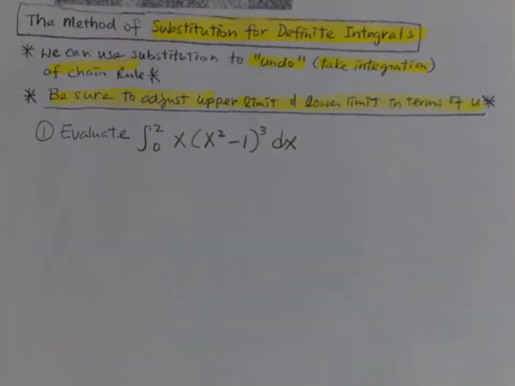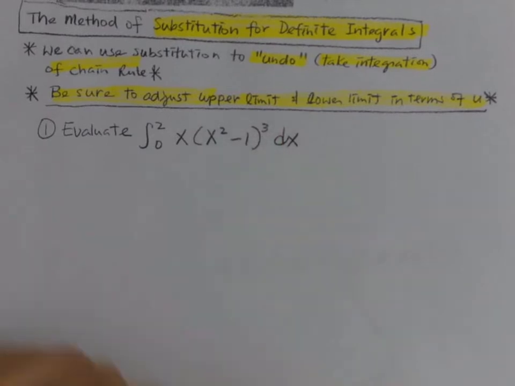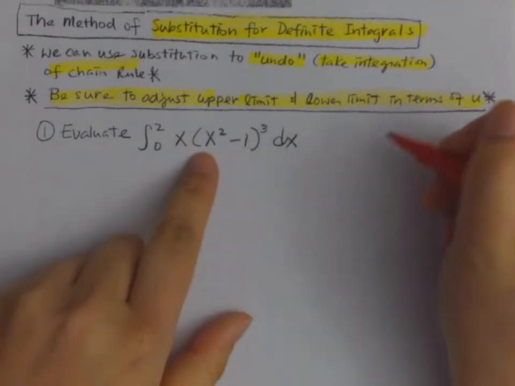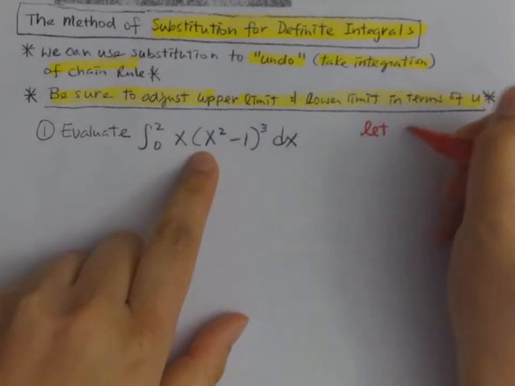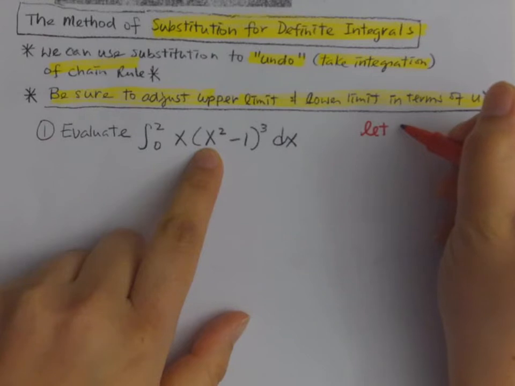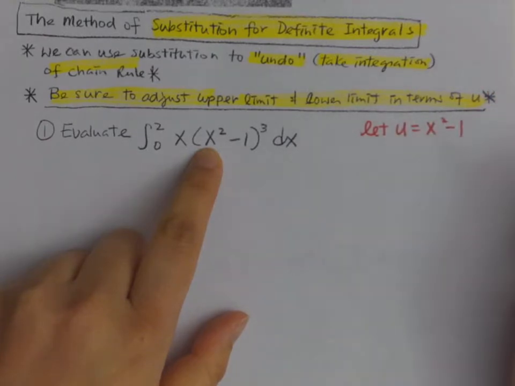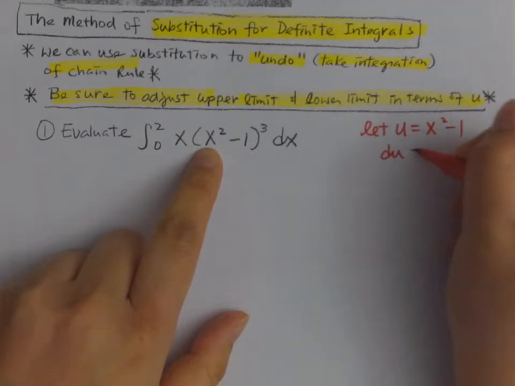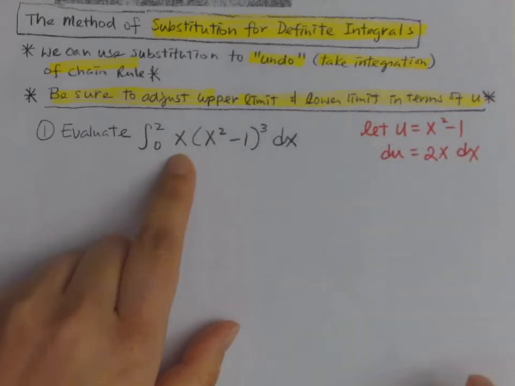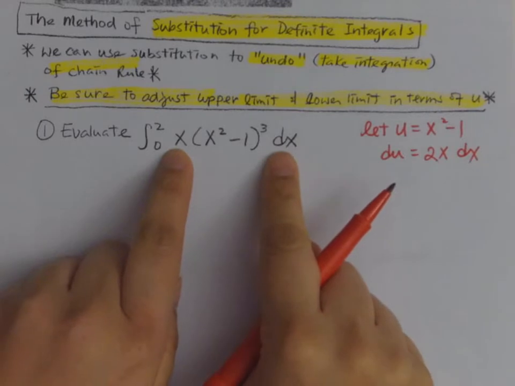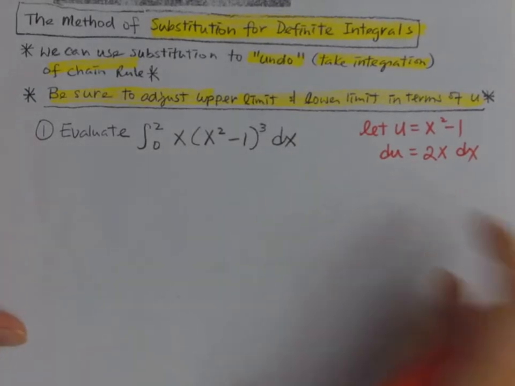So let's try an example together. The first one, I know this is chain rule because I have a function here raised to a power, right? So hopefully you now know you should let whatever is inside here equal u, x squared minus 1. And then we take du, right? du would be 2x dx. I only have an x here, I don't have 2x, so that 2 needs to go, right?